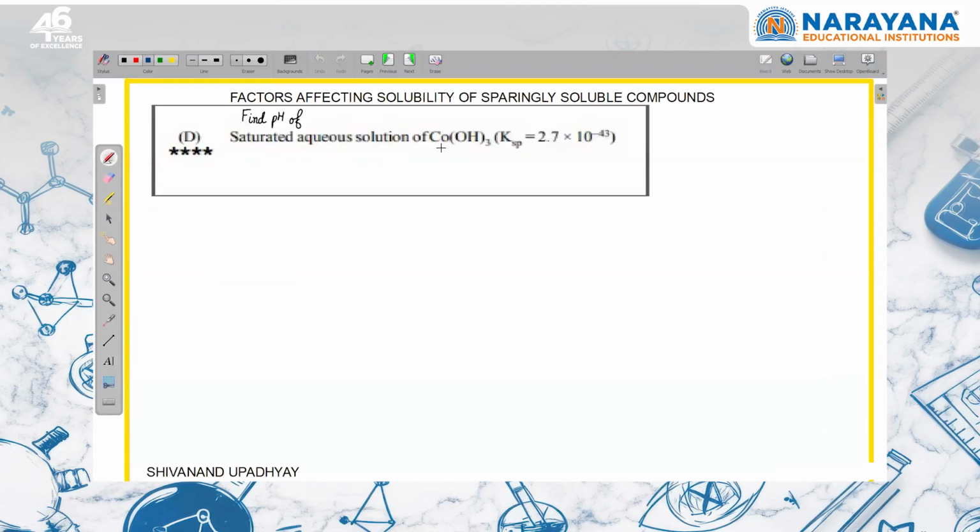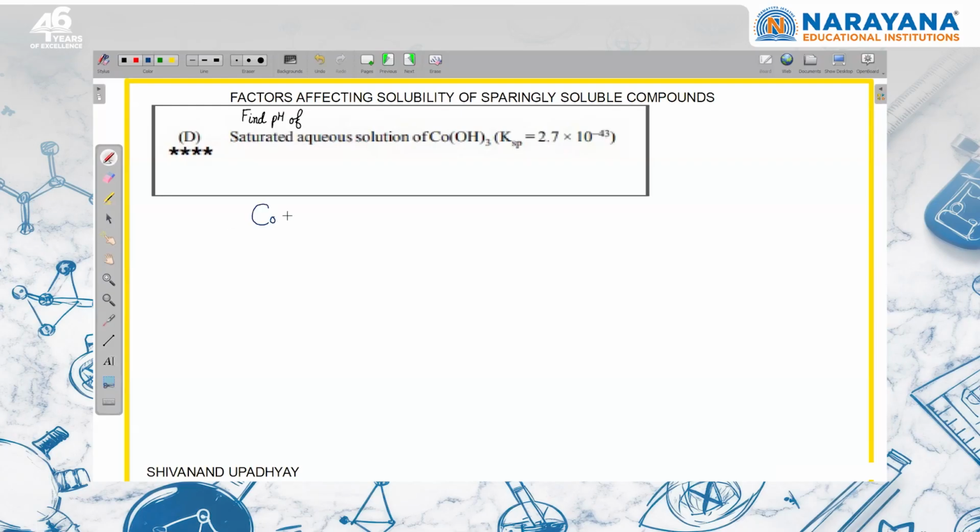Saturated aqueous solution of cobalt hydroxide. This is also an example. Find the pH. I have also discussed this, but let me discuss here. It is more useful to discuss here. Find the pH of saturated aqueous solution of cobalt hydroxide. The KSP value is given.